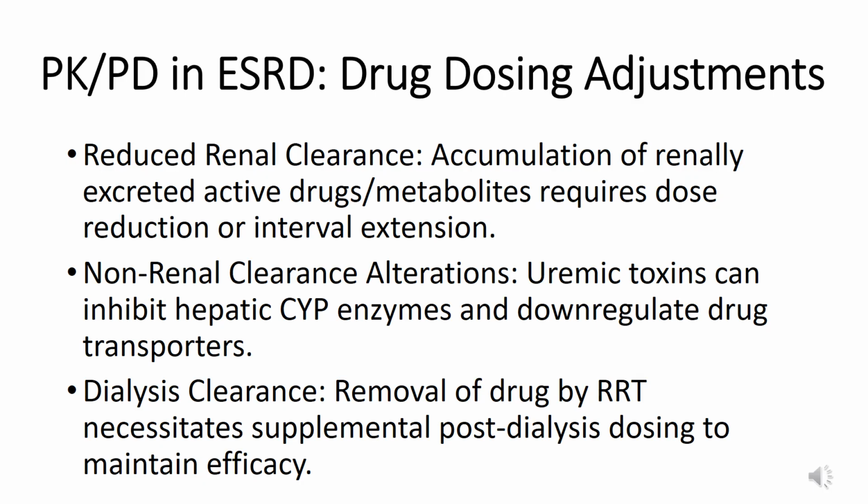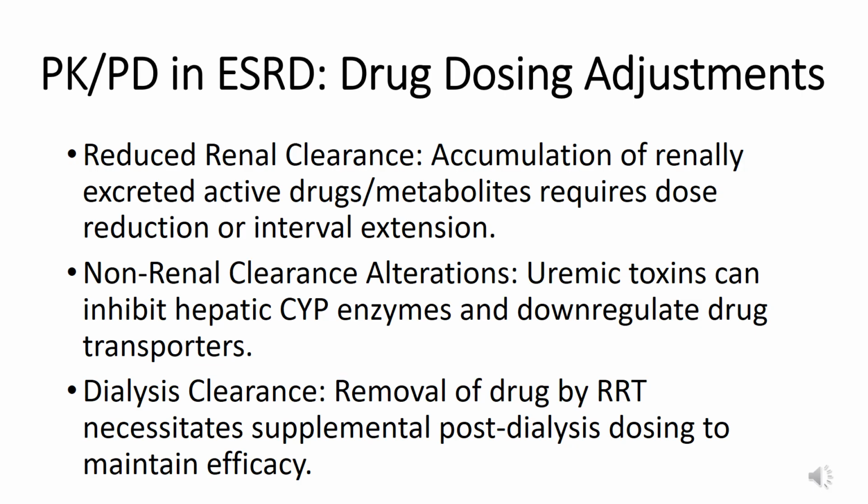Some uremic toxins inhibit hepatic cytochrome P450 enzymes. These enzymes are responsible for metabolizing many medications. When enzyme activity decreases, drug breakdown slows. Blood concentrations may increase unexpectedly.